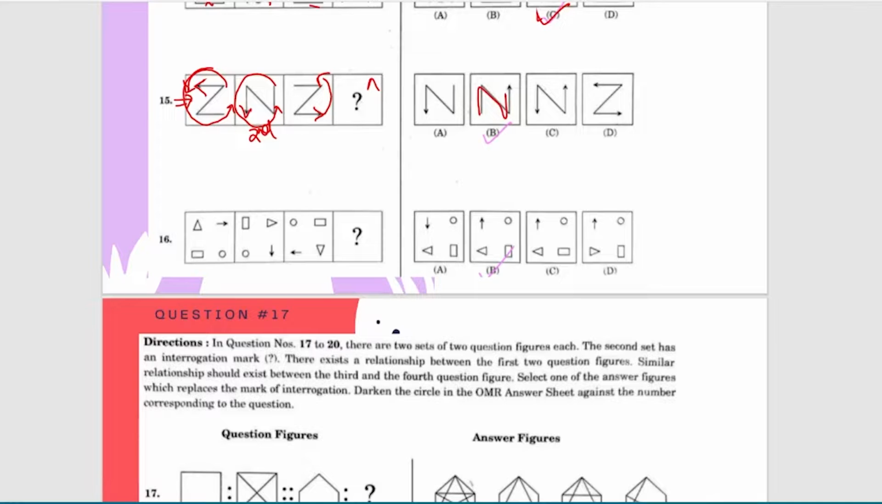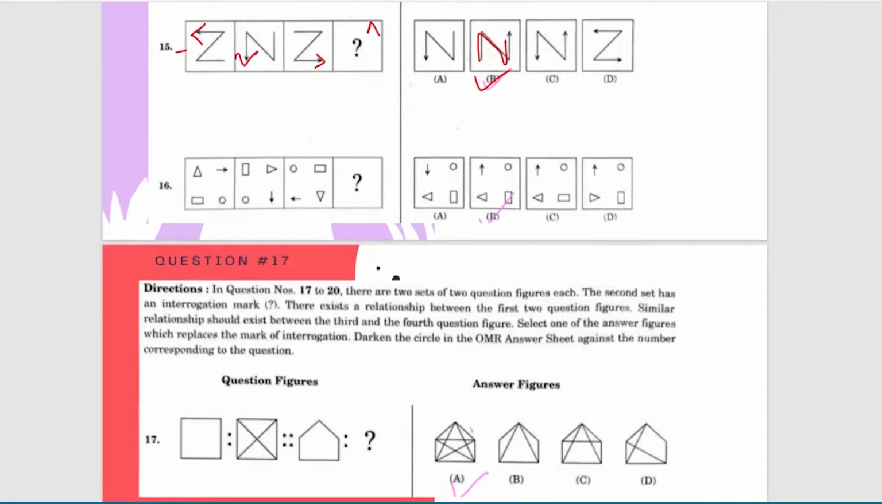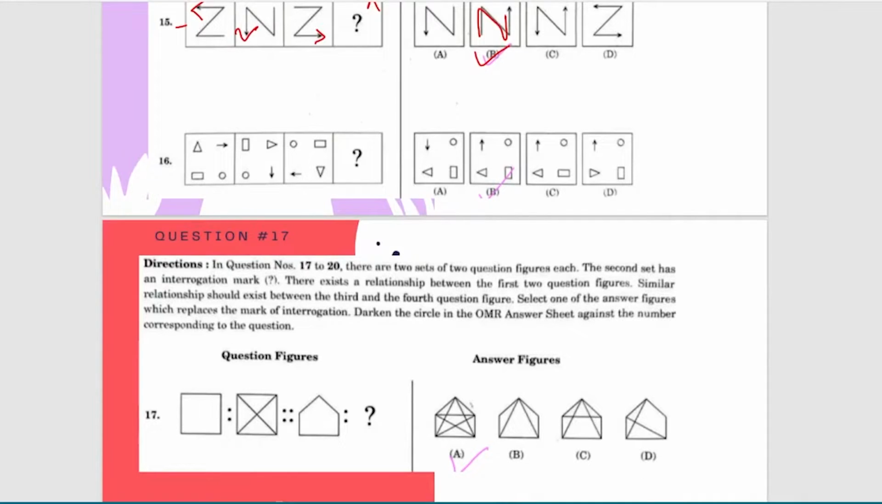And since over here we saw that the first one had the arrow pointing left, then the arrow pointing down, then the arrow pointing right, now the last arrow should point upwards. So that's why B is the correct answer. Now let's look at the 16th question. This is a bit of a difficult question.